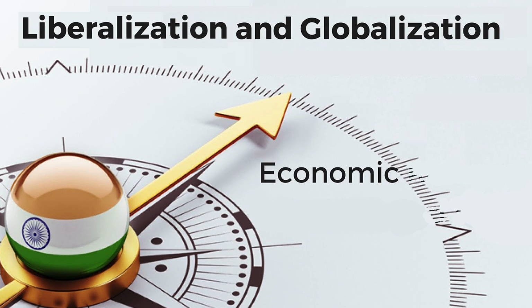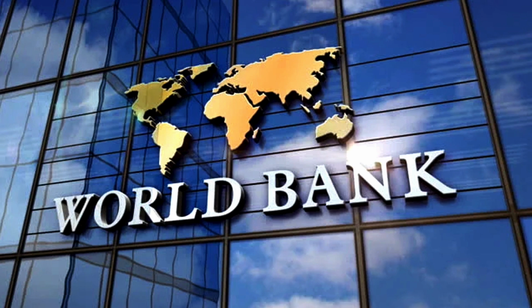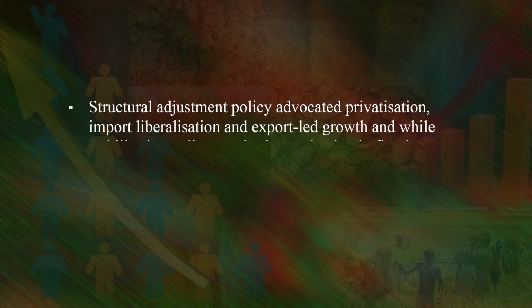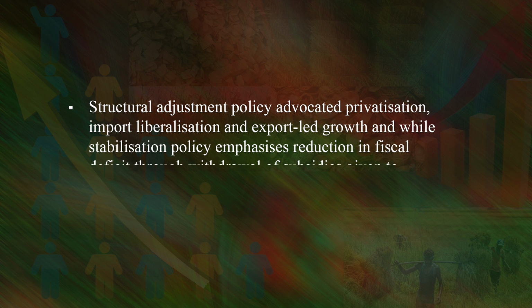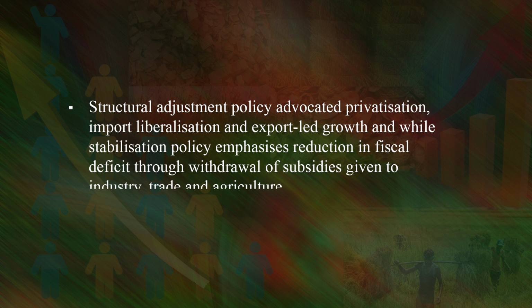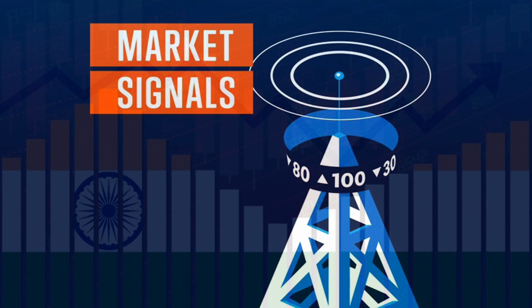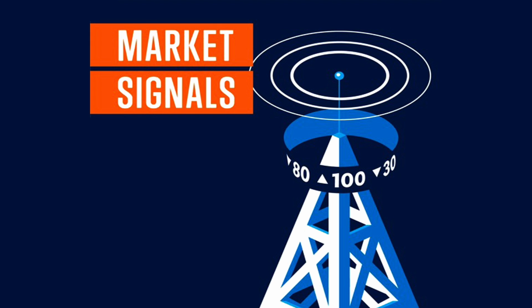Since 1991, the Indian economy has been exposed to economic liberalization and globalization in line with structural adjustment and stabilization policies initiated by the International Monetary Fund and the World Bank. Structural adjustment policy advocated privatization, import liberalization and export-led growth, while stabilization policy emphasizes reduction in fiscal deficit through withdrawal of subsidies given to industry, trade and agriculture. There has been a shift in the Indian economic policy from a state-oriented development strategy to market-oriented development, leaving the decisions of production and distribution to the market signals.